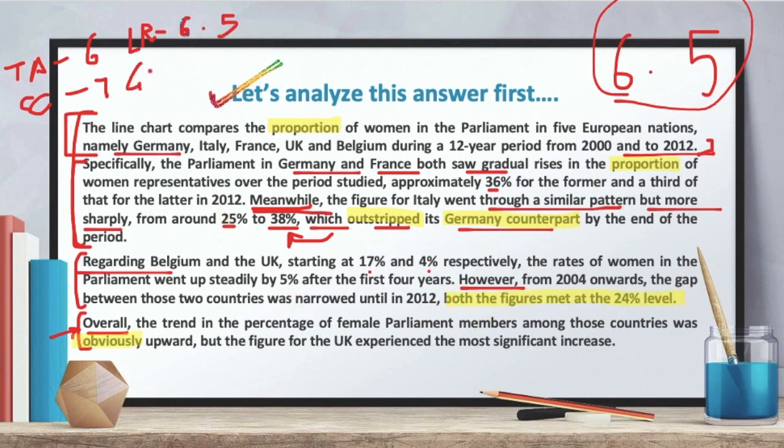If I talk about the grammatical range and accuracy, there are certain grammatical errors. Both the figures met at 24% level, obviously upward. And there are more of complex sentences. It should be a mix of simple and complex sentences. Not all should be complex, because sometimes it is very difficult to comprehend the complex sentences. So again, it will become a 6.5 or 6. Though it is more of complex, so I'm going to give it a 6.5.